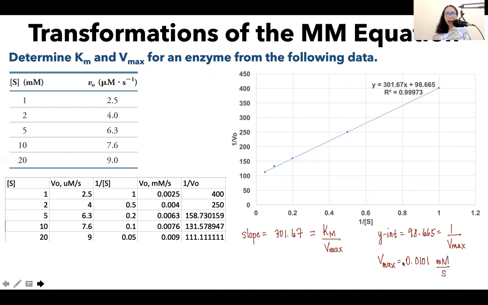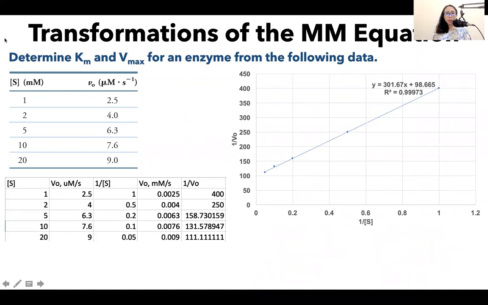Now that we have the value of the Vmax, we can plug it here and get the value for the Michaelis-Menten constant. You will get a value of 3.058 millimolar. So this is how you use your Lineweaver-Burk equation for kinetics data of your enzymes.